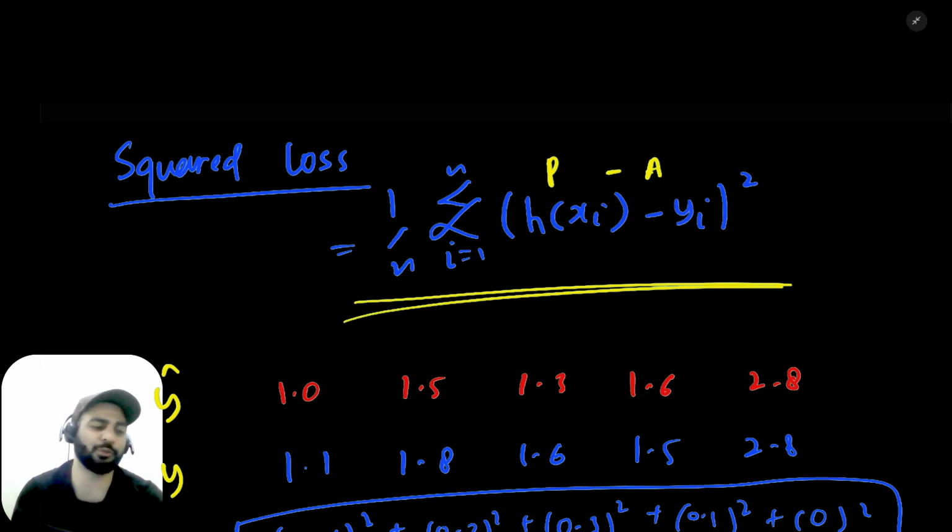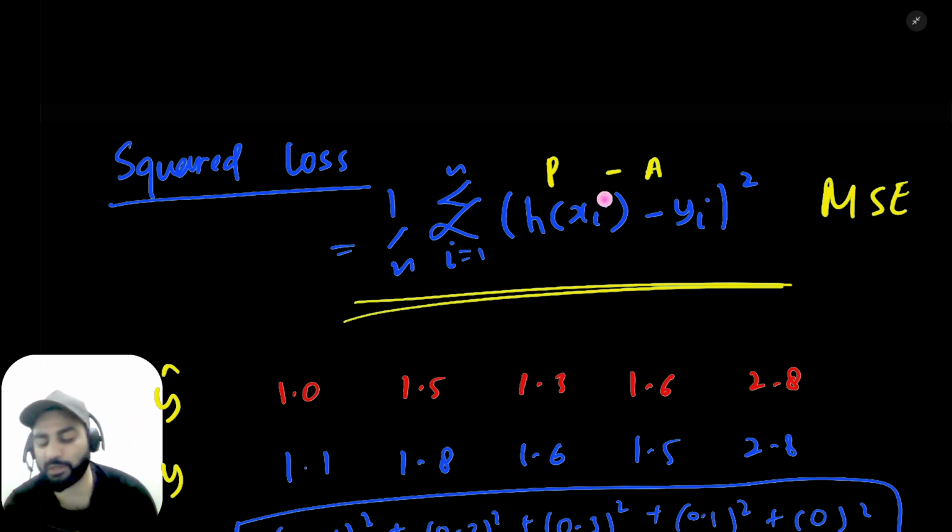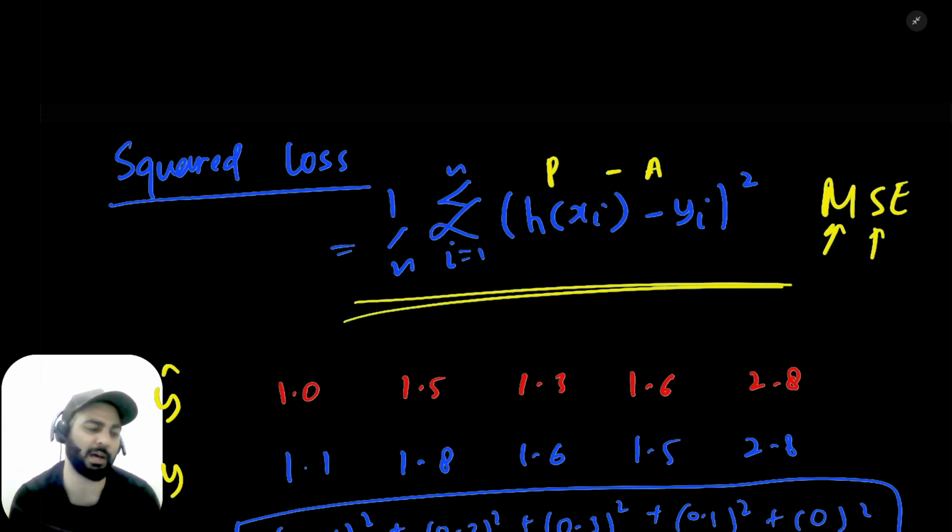Then we also see something called mean square error. You can also call it MSE, because you are squaring the errors and then taking the average. Average is the mean, squaring, and this is the error. This is called mean square error. Then there is something called root mean square error. If you apply root onto this, then this is called RMSE.